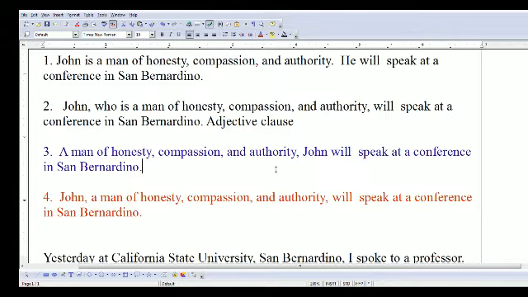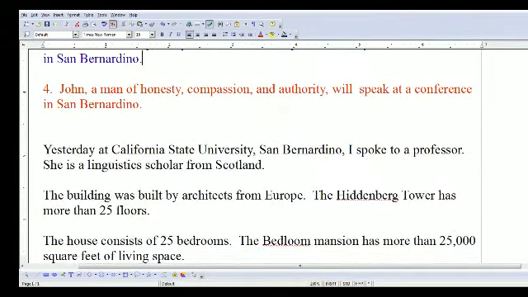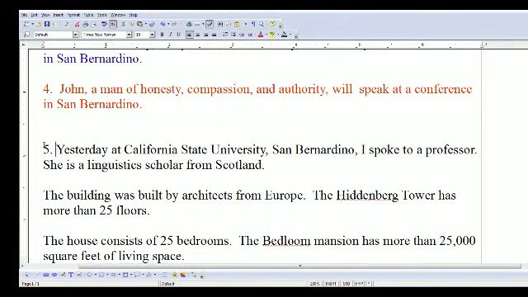So you have that one. All right, let's take a look at another one here. We'll say number 5. So we have, yesterday at California State University's San Bernardino, I spoke to a professor. She is a linguistics scholar from Scotland. Right? So what we want to do now is to combine the two sentences together. Okay, so how do we do this? So let's take a look.